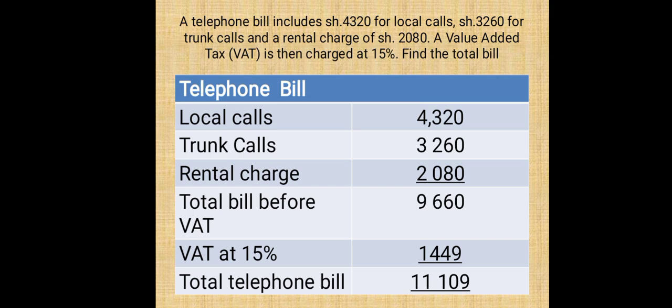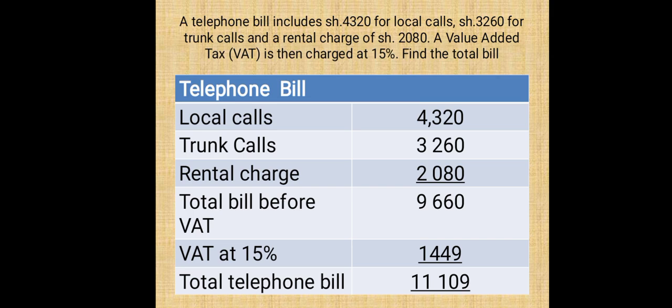A telephone bill includes 4320 shillings for local calls, 3260 for trunk calls, and a rental charge of 28 shillings. A value-added tax is charged at 15%. Find the total bill.